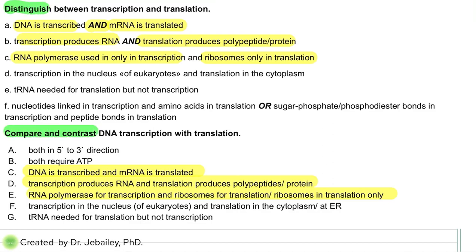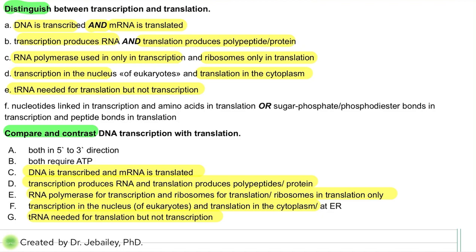Let's continue here with the yellow. Transcription is in the nucleus, translation is in the cytoplasm. Yep, we have that too here. And tRNA is needed for translation, but not transcription. Oh, we have that too here. So all the yellows are basically the same. So you can see that they're not going to add more. So this is a very strong mark scheme.